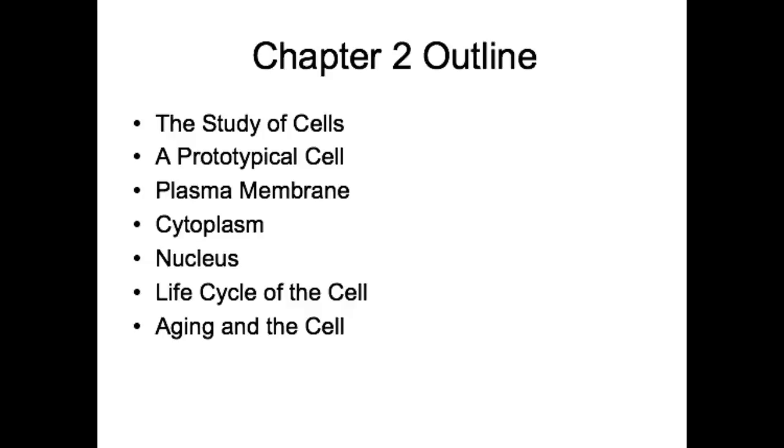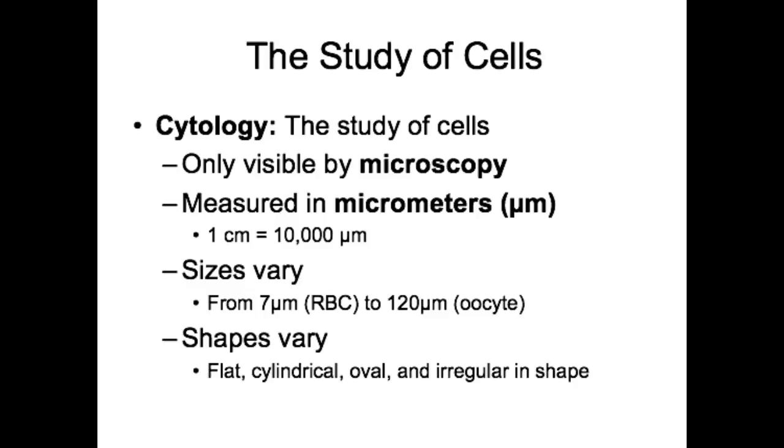So our chapter two outlined the study of cells, the prototypical cell, the plasma membrane, cytoplasm, nucleus, a life cycle of the cell, and aging of the cell. Remember that life cycle, mitosis? Got to cover some mitosis today as well. Pretty simplified version though, not too much detail.